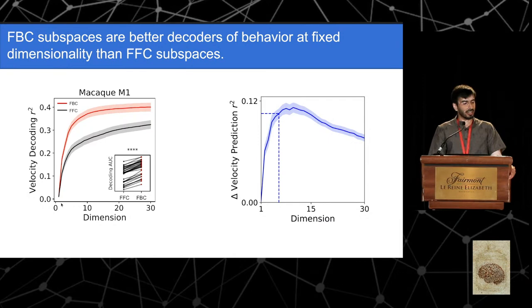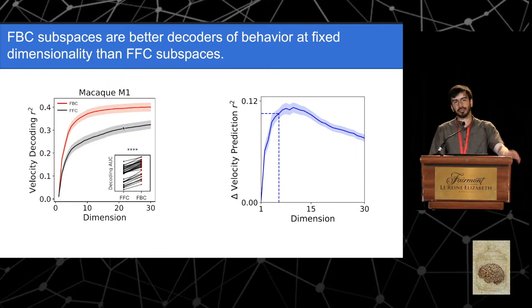What we find is that across the full range of projection dimensions, we get better decoding of the monkey's hand velocity from feedback controllable dynamics as opposed to feedforward controllable dynamics. And this is true both on average across recording sessions and individually within each recording session. Here in this inset, I'm showing the area under each of these decoding curves, compared pairwise across recording sessions.